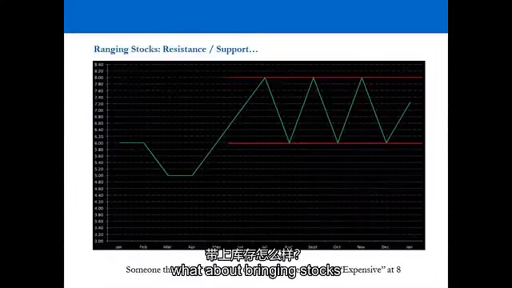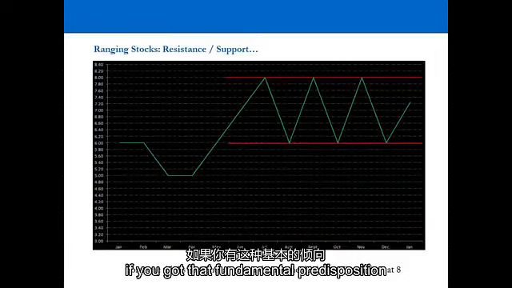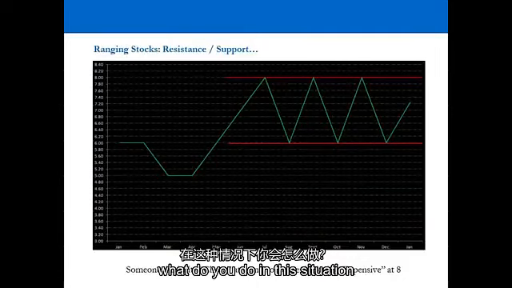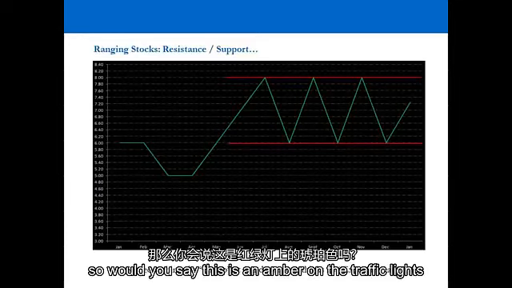What about ranging stocks or ranging assets? If you've got a fundamental predisposition that's bullish, what do you do in this situation? Half position? So would you say this is an amber on the traffic lights?